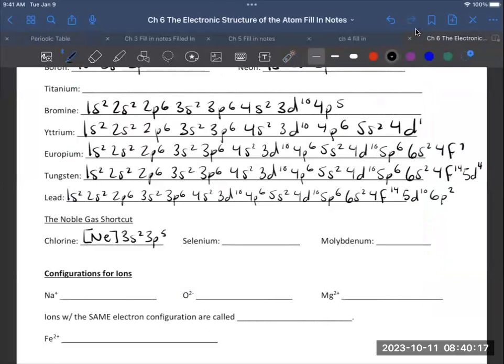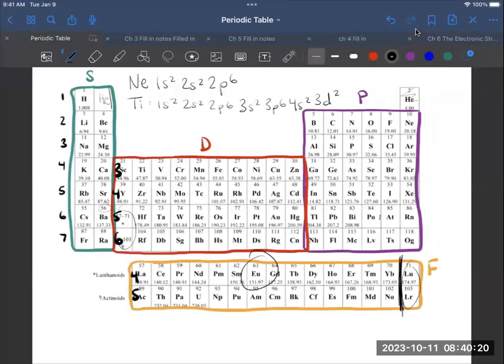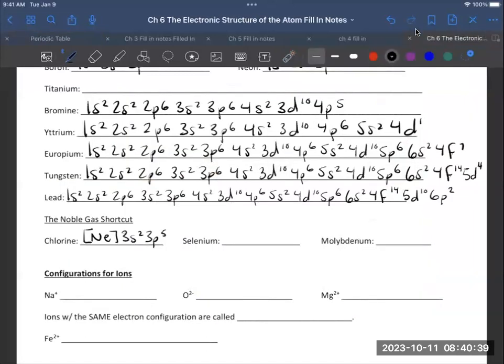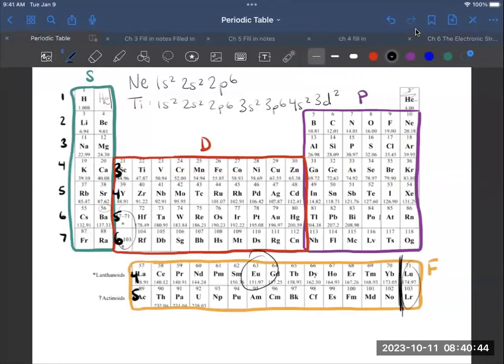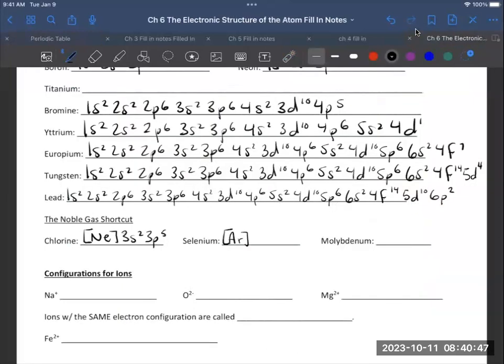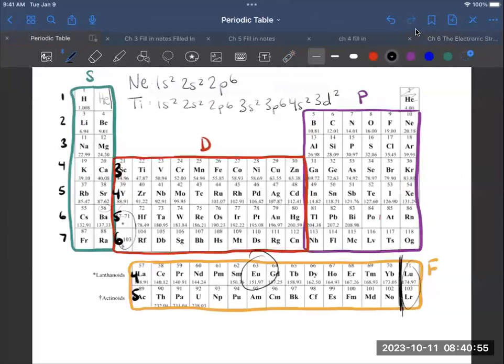Okay, so for selenium, selenium is right here. The noble gas that comes before selenium is argon. So we're gonna put argon in brackets and then pick up from there. So it's gonna be argon in brackets and then 4s2, 3d10, and then 4p4. I already forgot what I said. For selenium, 4s2, 3d10, 4p4.